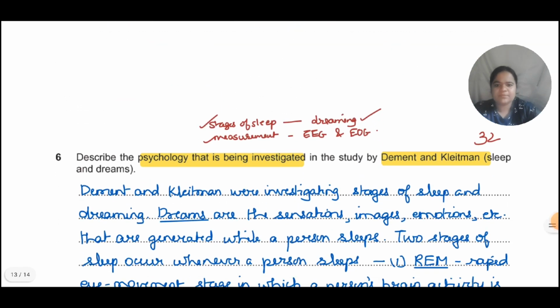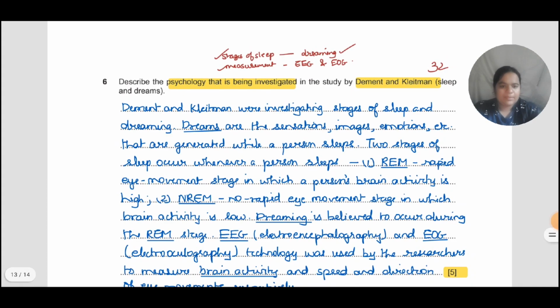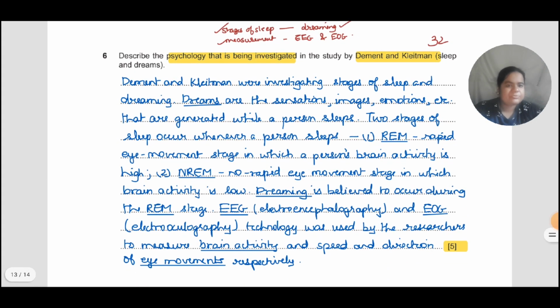Okay, this one I think we've gone through earlier. Okay, now coming to the more lengthy questions which students find a little more difficult. Psychology being investigated in a study. So like I told you, it can come for full 5 or 4 marks. Generally it comes for 5 marks. And like I told you, for any one of the course studies it can come.